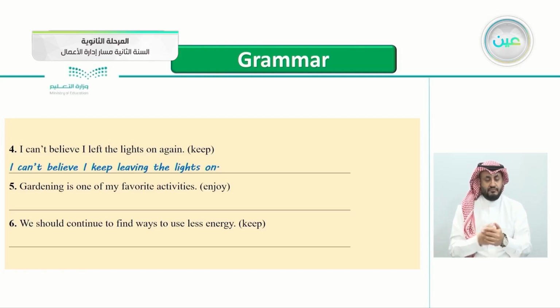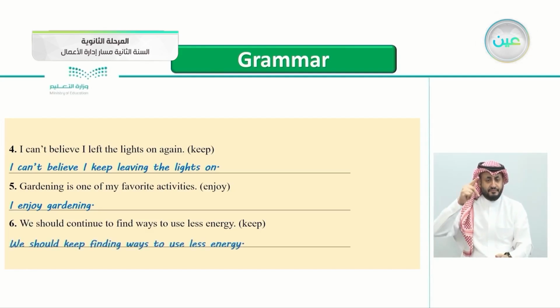Number 5, gardening is one of my favorite activities, and the verb is enjoy. So, yes, that's correct. I enjoy gardening. This is an easy one. Number 6, we should continue to find ways to use less energy. And also the verb here is keep. So the answer should be, we should keep finding ways to use less energy.